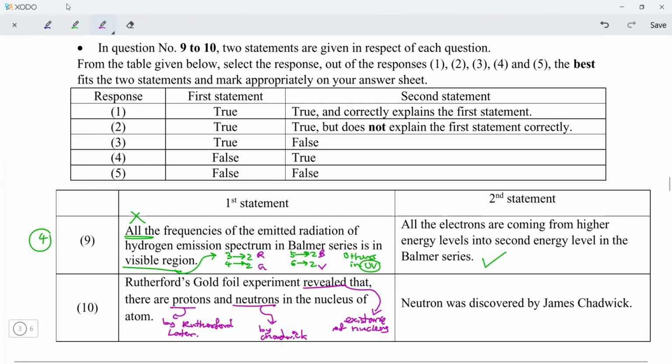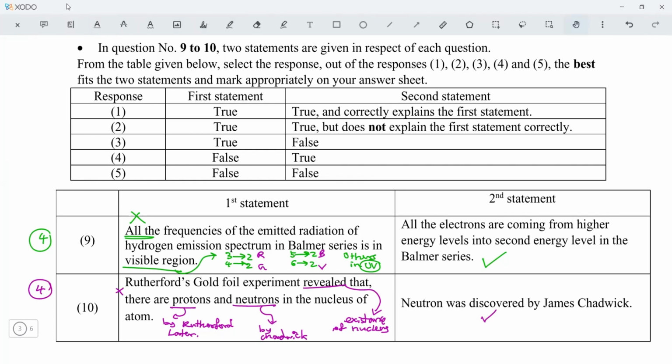Neutron was discovered by Chadwick, so that's true. But the first statement is false. Again, answer 4. So that's it for the 10 MCQs.